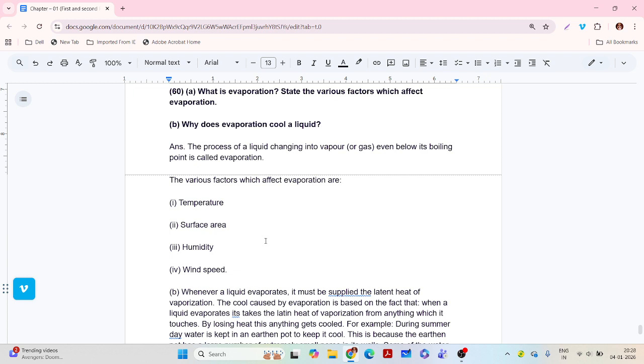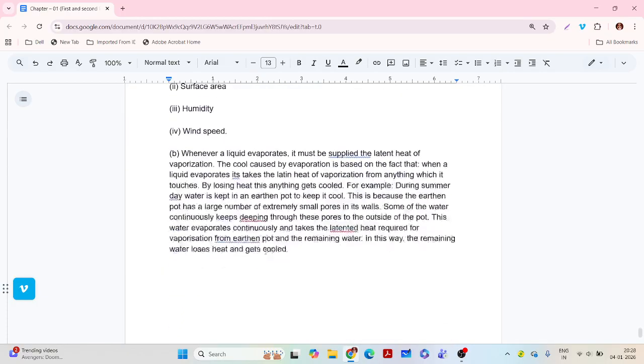Whenever a liquid evaporates, it absorbs the heat, it absorbs the latent heat from the surroundings and evaporates. Thus, it causes cooling.